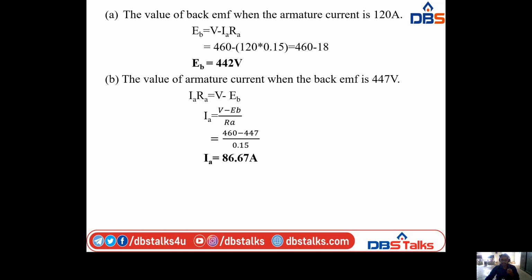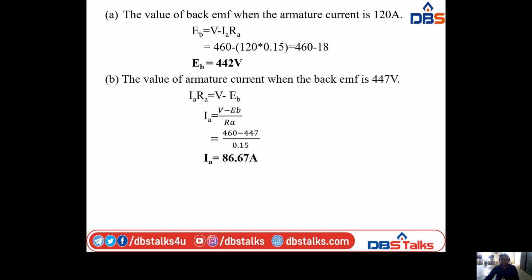Here the supply voltage is 460, minus back EMF 447, not 442. This 442 volt value is for the back EMF when the armature current is 120 amperes only. But here they have given the value of armature current when the back EMF is 447 volts. That's why I am using 447 volts here. 460, that is the supply voltage, minus 447 volts, divided by armature resistance 0.15. Finally we have the armature current, that is 86.67 amperes, when the back EMF is 447 volts. So this is the solution for the third problem.